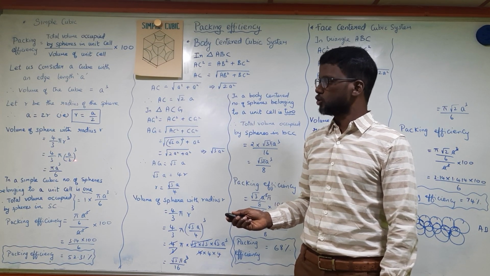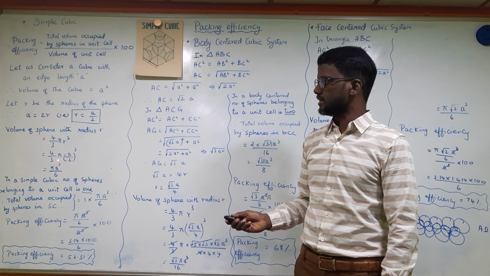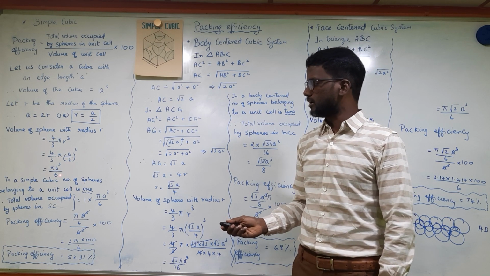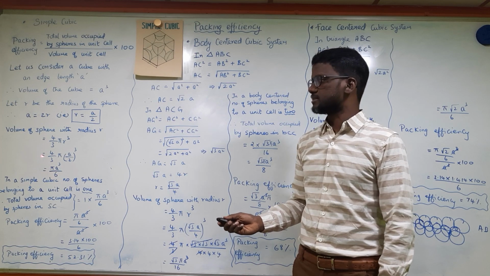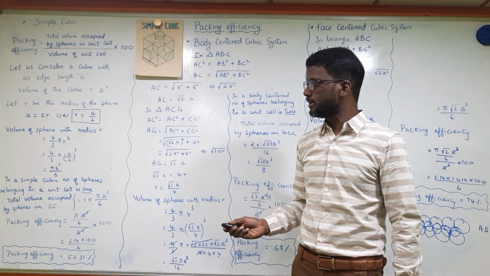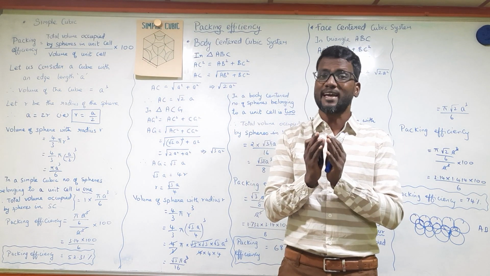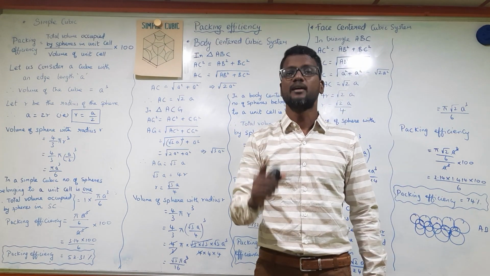So what's left out here? 2 is left out here. So 3 2s are 6, and then we have pi a cube. So this is going to be volume of sphere with radius r. So volume of one sphere is going to be pi a cube by 6. In a simple cubic system, how many atoms contribute to one unit cell? This is going to be 1.